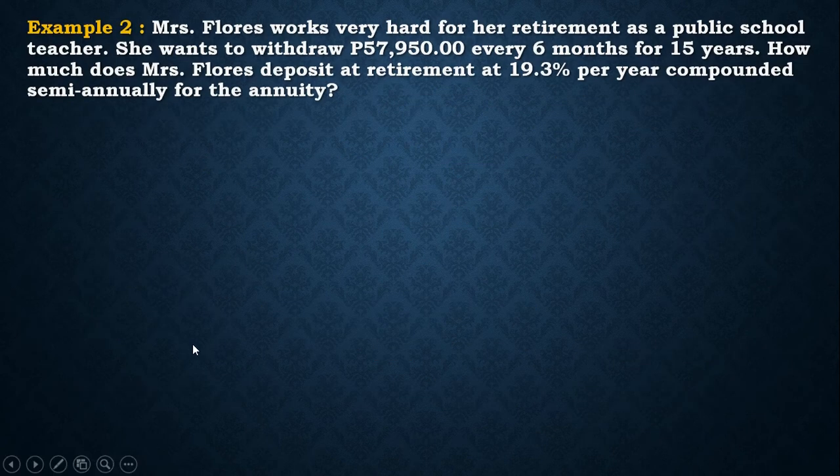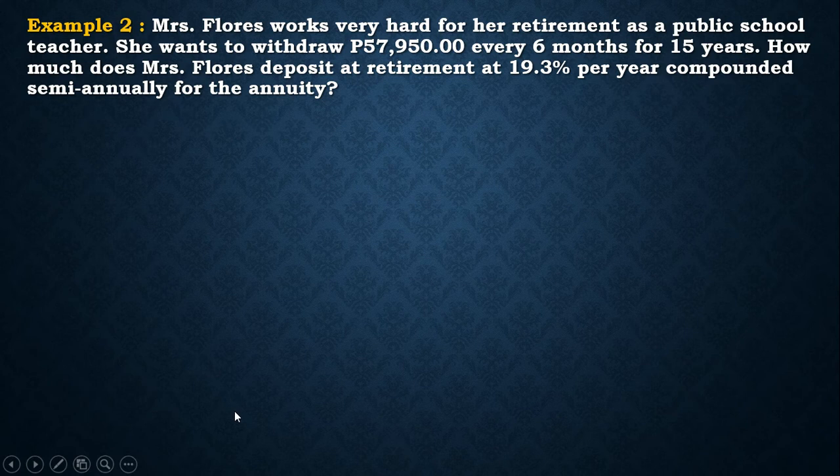Let's proceed sa example number 2. Mrs. Flores works very hard for her retirement as a public school teacher. She wants to withdraw 57,950 every 6 months for 15 years. How much does Mrs. Flores deposit at retirement at 19.3% per year compounded semi-annually for the annuity?